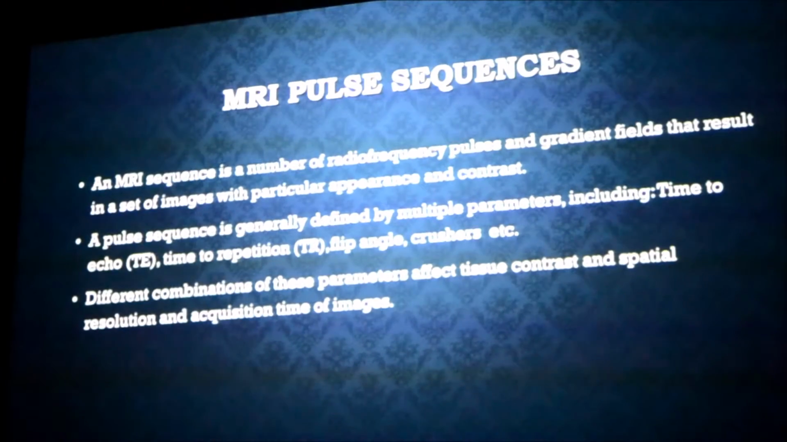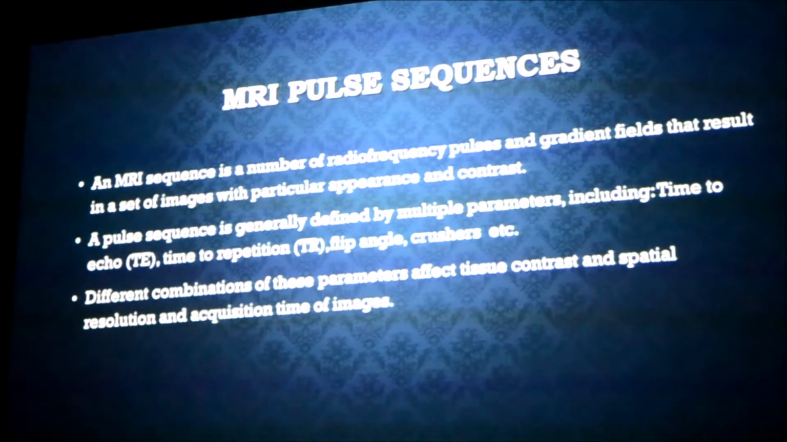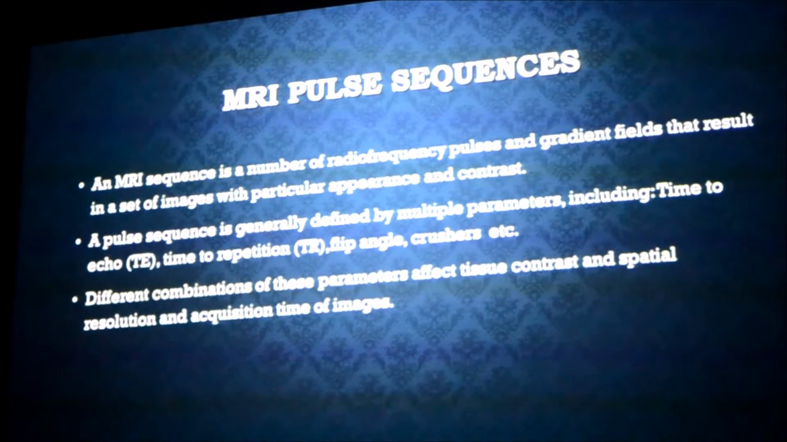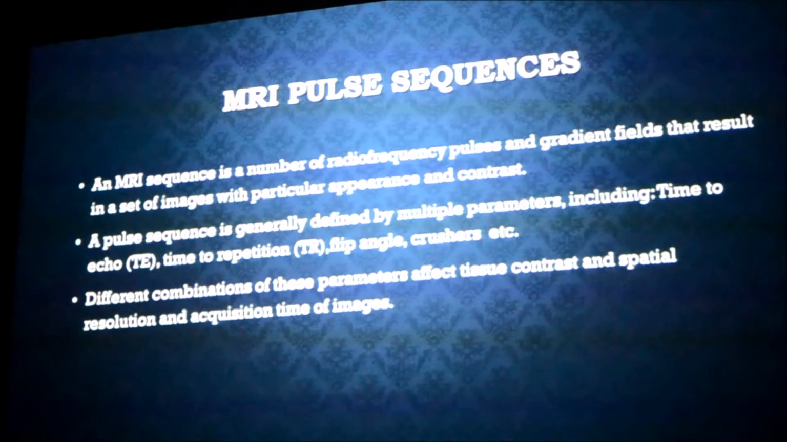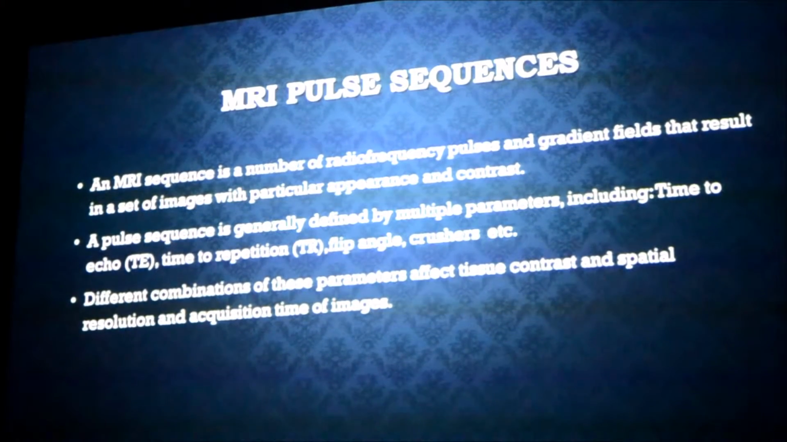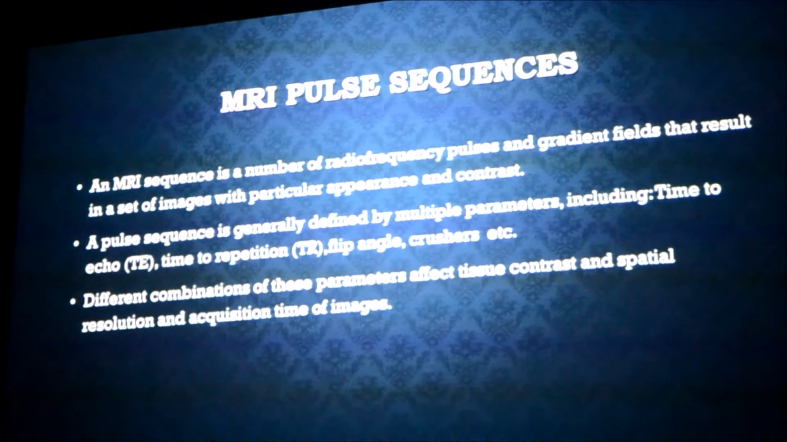So, echoplanar imaging is an imaging sequence. An MRI sequence is a number of radio frequency pulses and gradient fields that result in a set of images with particular appearance and contrast. A pulse sequence is generally defined by multiple parameters including time of echo, time of repetition, flip angle, crushers, inversion recovery, etc. Different combinations of these parameters affect tissue contrast and spatial resolution.